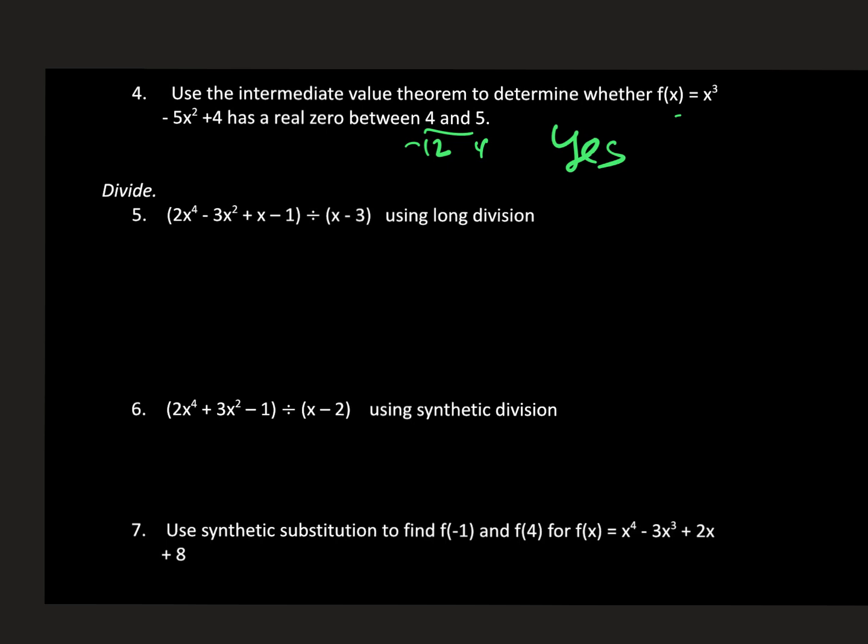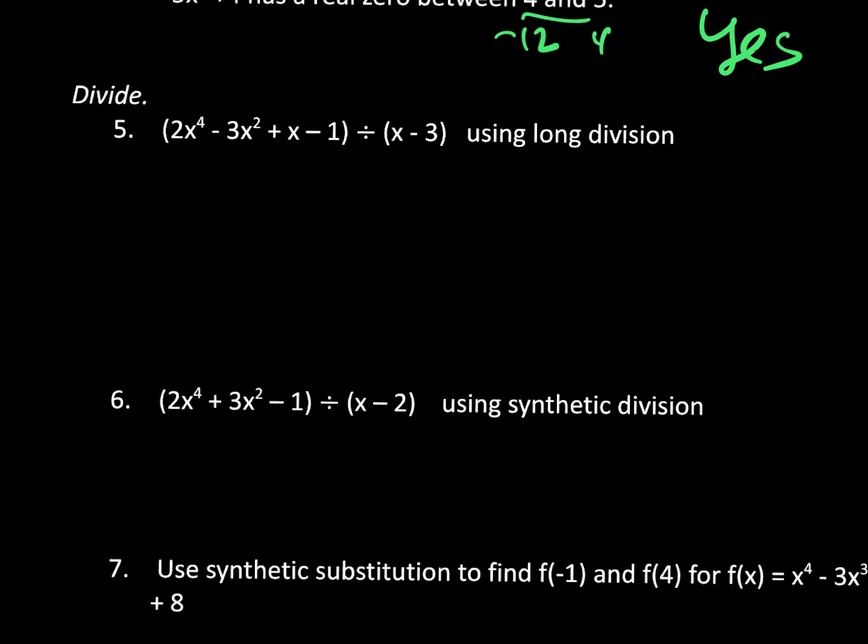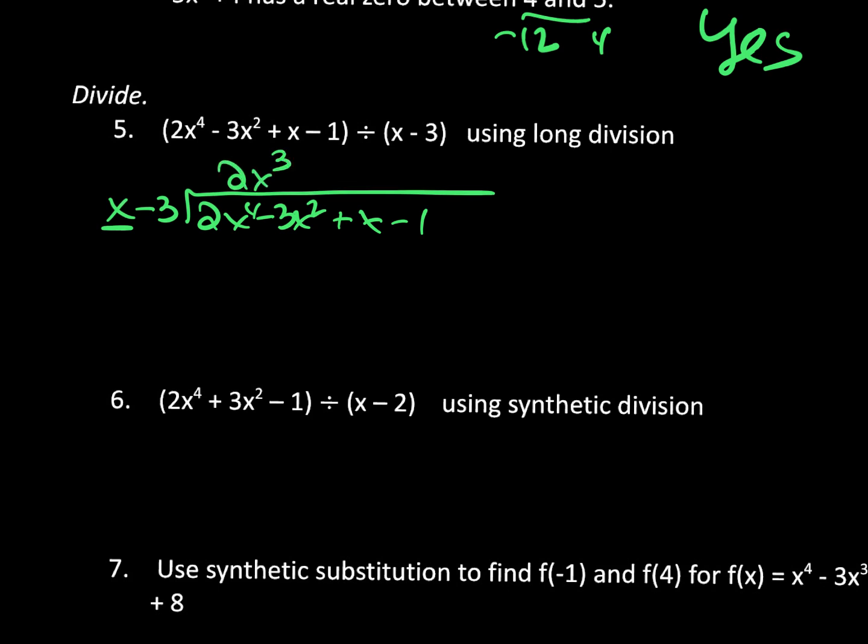All right, number 5. It says divide using long division. You have to show me one long division here. So put x minus 3 on the outside. Inside, I'm going 2x to the 4th minus 3x squared plus x minus 1. And I'm looking at the first numbers. What does x need to become 2x to the 4th? It needs 2x cubed. Multiply that times everything in the front. Gives me 2x to the 4th minus 6x cubed.